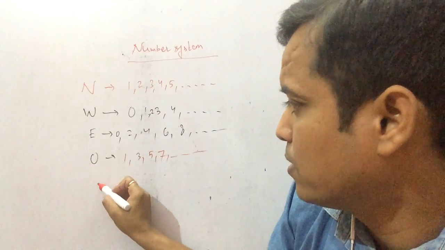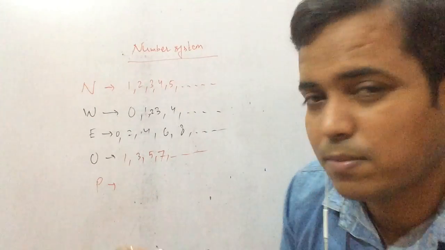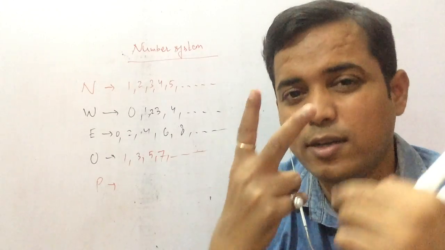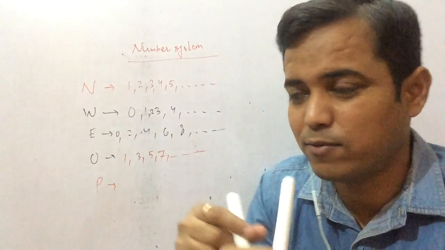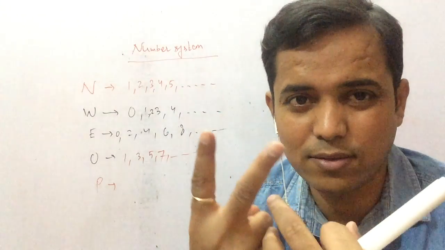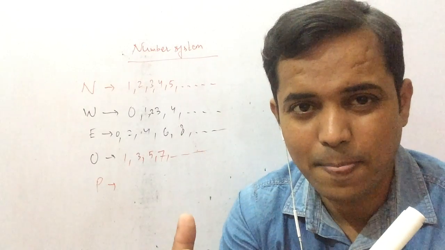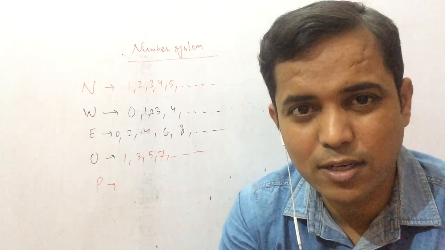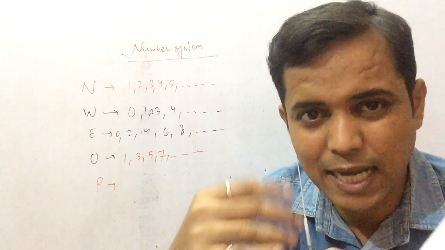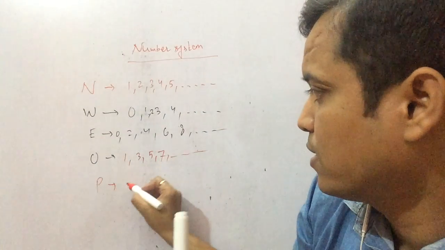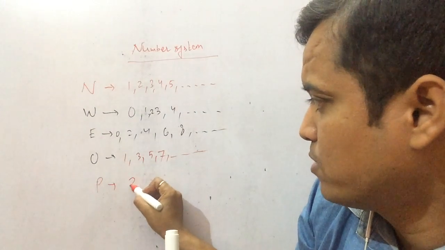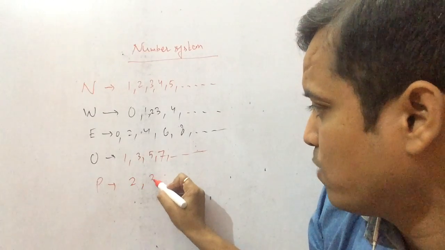Let's talk about prime numbers. A prime is a number which has only two factors, itself and 1. For example, 2 has only two factors, 2 and 1. Same, 3 has only two factors, 3 and 1. So that's why you can say that a prime number is a number which is divisible only by itself and 1.